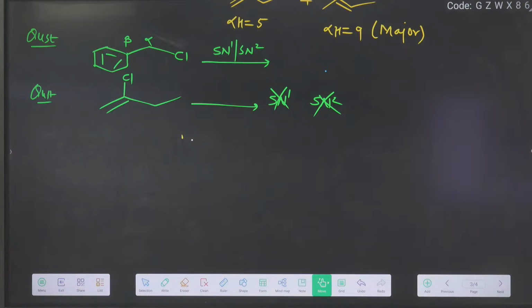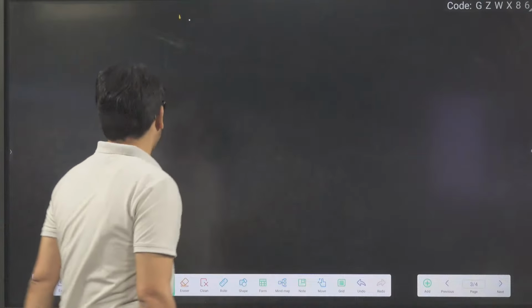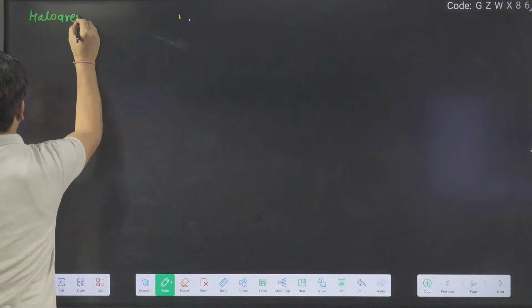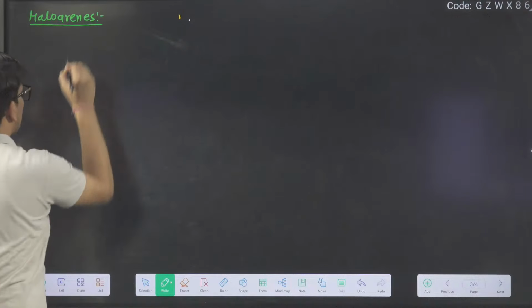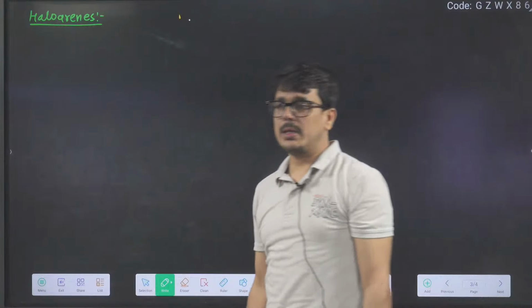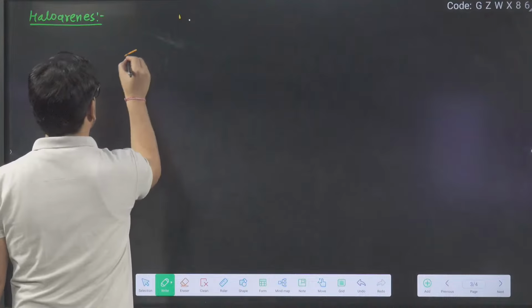So this is which one now? Chemical properties of haloalkanes. Now the last section, which one is it? Chemical properties of haloarenes. So in haloarenes, first, I'm writing here two molecules.